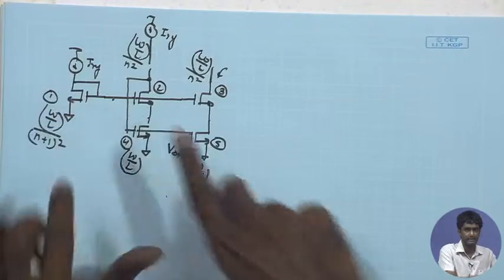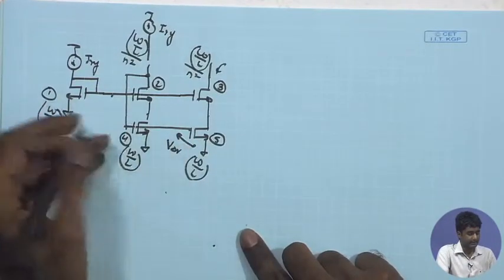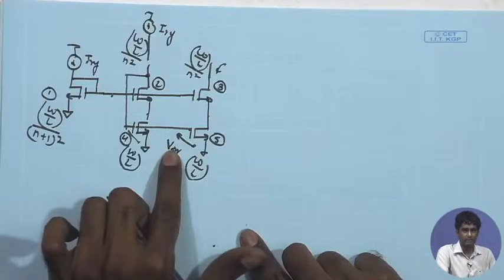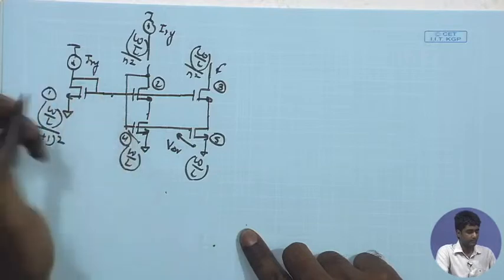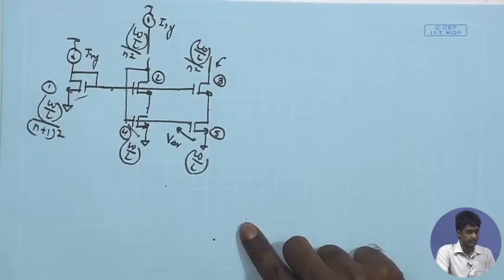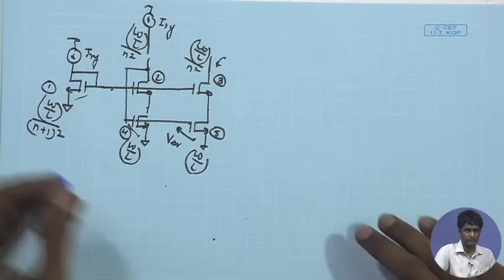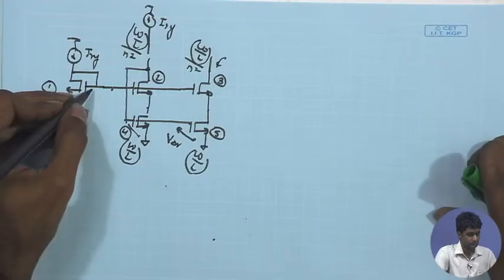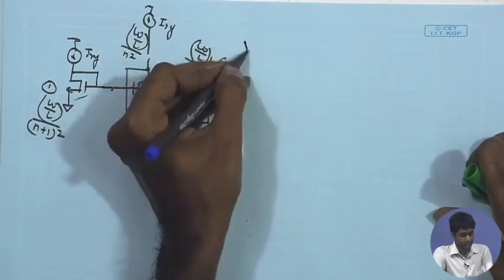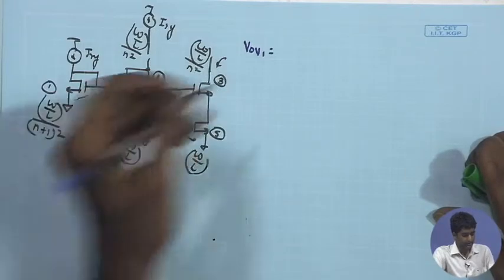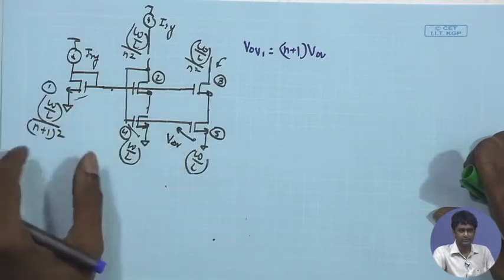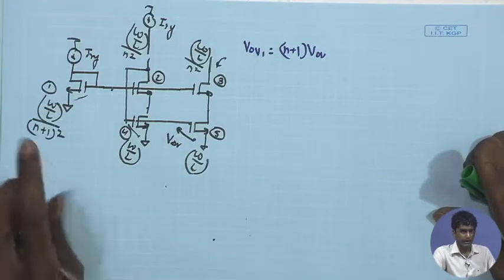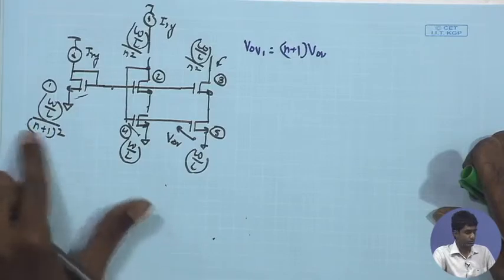So, these two branches are having the same current, and if I say that M4 and M5 have V overdrive, that is VGS minus VT of M4 and M5 is V overdrive, what should be the V overdrive of this? What is the V overdrive 1? V overdrive 1 is going to be n plus 1 times V overdrive, because ID is proportional to V overdrive square and times W by L, and therefore, here you are having n plus 1 square.